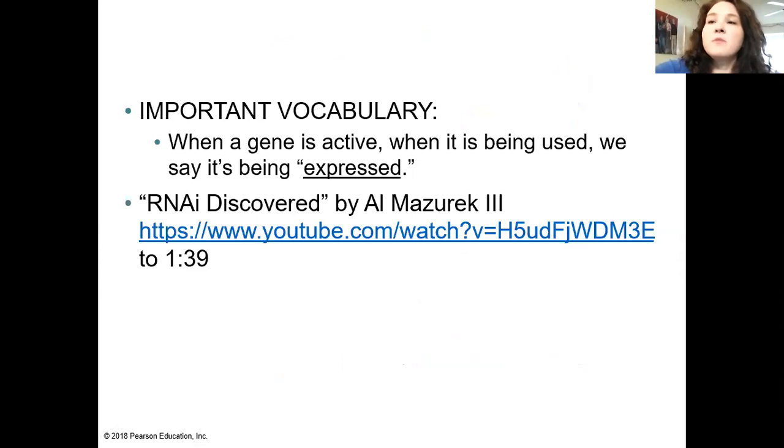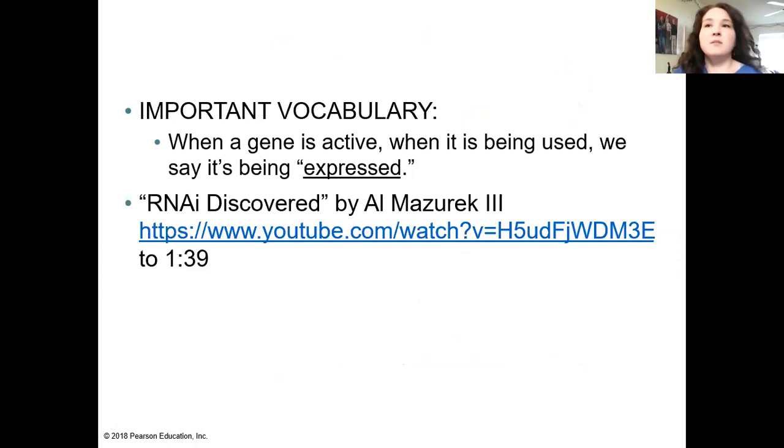Here's some really important vocabulary. When a gene is active, when it's being used, we say it's being expressed. So for example, if you have hairy hands, then the gene for that trait is active. So it's being expressed. And if your body doesn't show that trait, if you don't have hairy hands, we know that either the gene isn't being expressed or it's possible that you just don't have it at all.